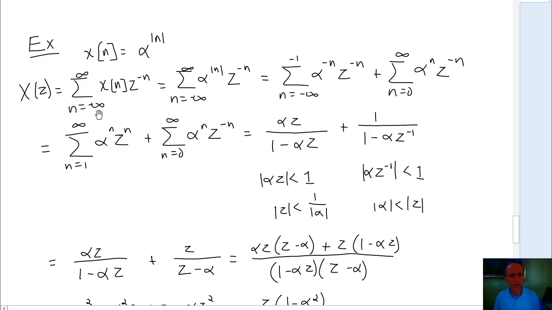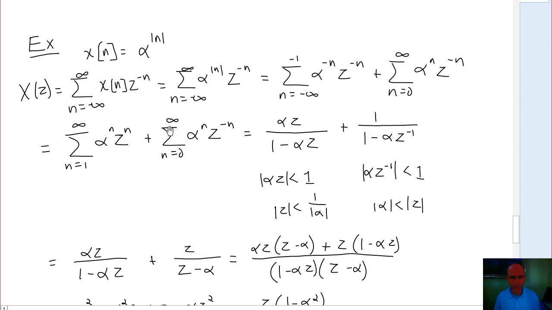So, this is the definition of the z-transform. Let's substitute x of n here. Now, we need to get rid of the absolute value on the alpha. And so, of course, we need to separate this infinite sum into values where n is negative and values where n is positive. Where n is negative, we can just write this as alpha to the minus n. And where the n values are positive, we can write alpha to the absolute value of n as simply alpha to the n. And so we have to evaluate two infinite sums here.